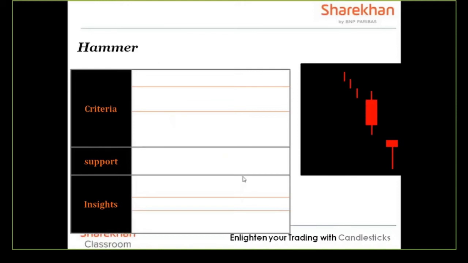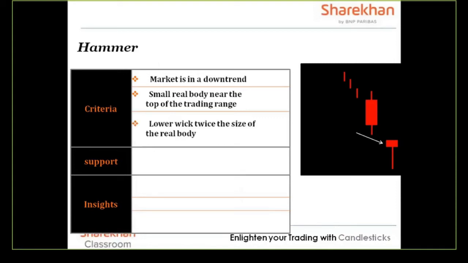Now let's look at the criteria. Primarily, the market has to be in a downtrend. The small real body should be near the top of the trading range. The lower wick should be twice the size of the real body. The low of the hammer will act as a support, so you can use that as a stop loss.